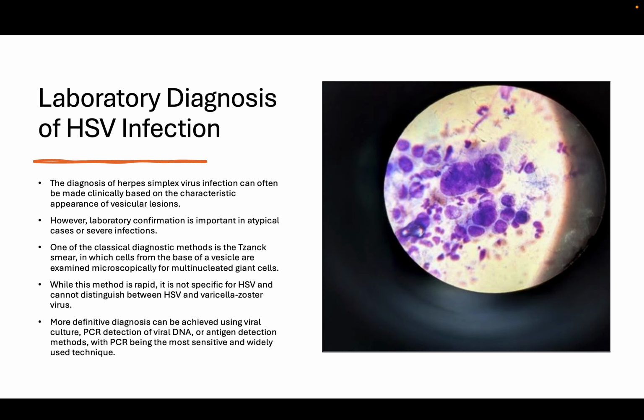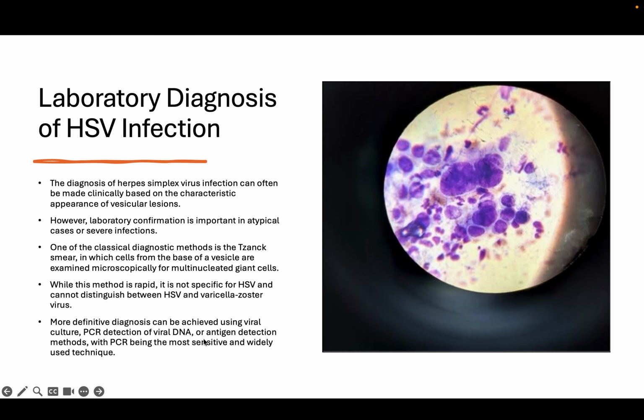But of course, this does not tell you specifically what type of HSV, and it is also not able to distinguish between HSV and varicella zoster virus. One thing we're going to see is that varicella zoster virus forms very similar looking vesicles. So sometimes distinguishing them is not the easiest thing, because varicella zoster virus can also induce these multinucleated cells.